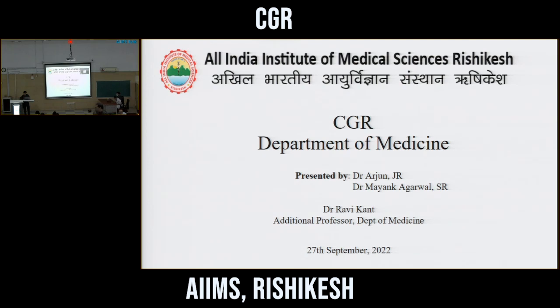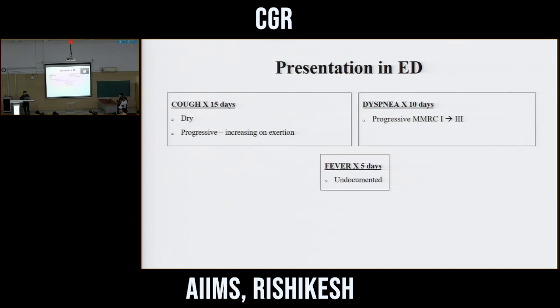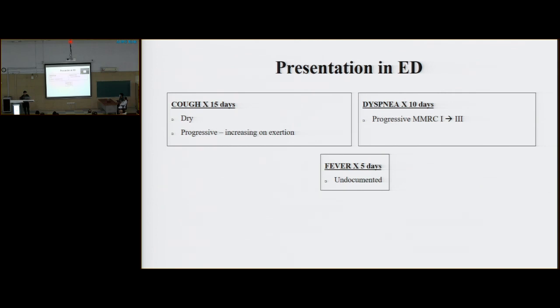Today, the Department of Medicine will be presenting the clinical grand rounds. The first case for today: the patient was a 38-year-old male, resident of Muradabad, Uttar Pradesh, and a shopkeeper by occupation. He presented to the emergency department of our institute with complaints of dry cough over the past 15 days, progressive dyspnea over the past 10 days, and an undocumented fever over the past 5 days.